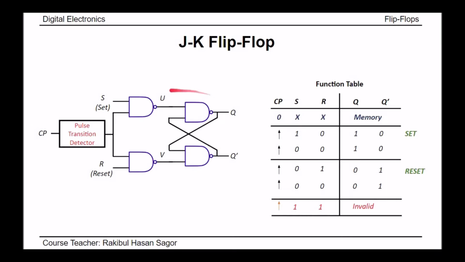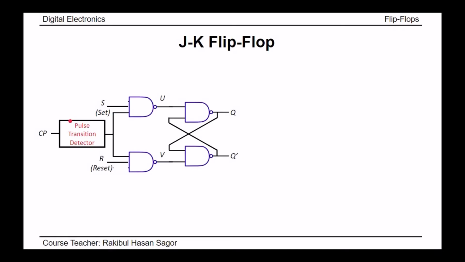Now this is the complete logic diagram of the SR flip-flop. From here we'll design our JK flip-flop. In order to design the JK flip-flop, we need to take two feedbacks from the output side. One feedback is taken from Q prime to the input S side. Another feedback is taken from Q to the input R side.